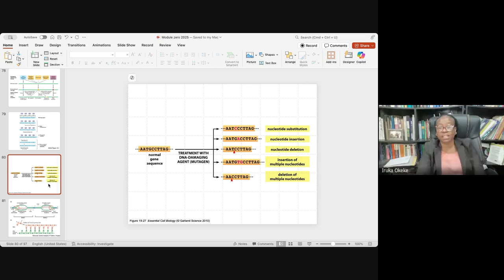When you have changes, we mentioned that there are different types of changes. Sometimes you can have a nucleotide substituted. Sometimes you can have an insertion. Sometimes you can have a deletion. Sometimes you can have multiple nucleotides inserted, multiple deleted. And we mentioned the fact that those that produce frame shifts, changes in the reading frame, are more deleterious than those that just change out a nucleotide.